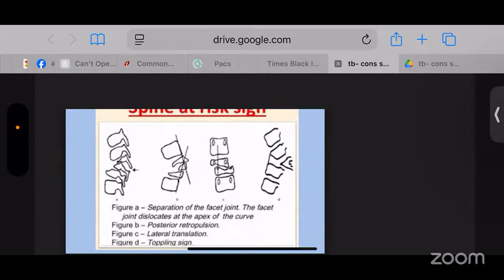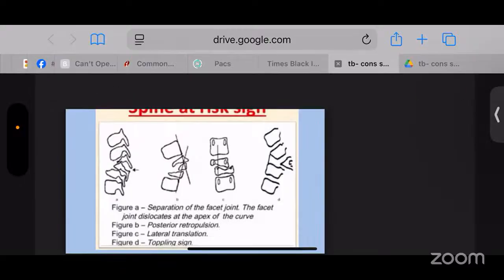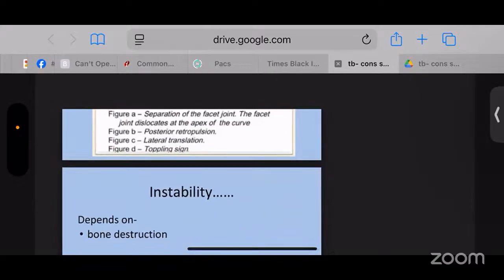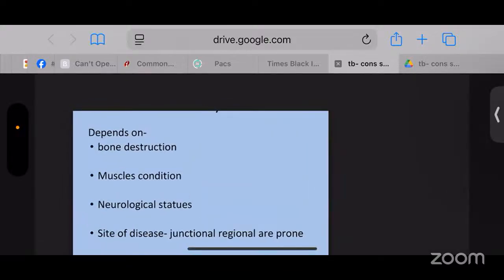The trick is stabilizing it. Stabilizing it in a wet lesion is actually more tricky as compared to when the disease has healed. But correcting it becomes very easy if the disease is partially healed or partially wet. Now, this instability phenomenon depends on the bony destruction, muscle condition, and also neurological status, as well as the site of the disease, that is, the junction.